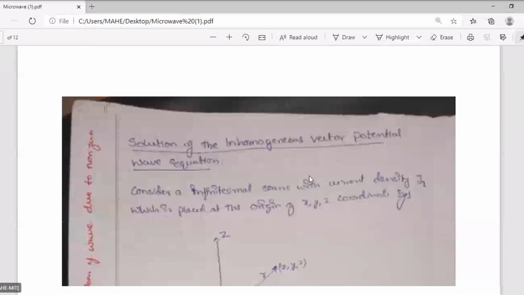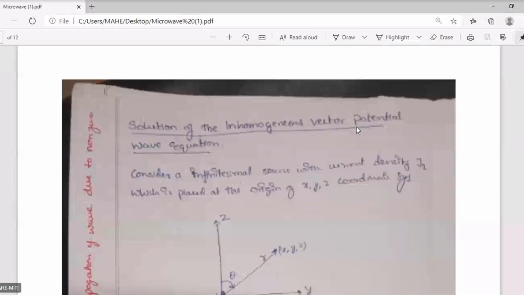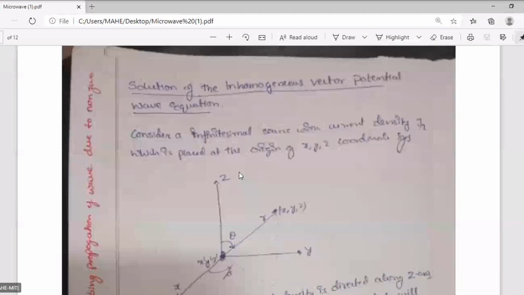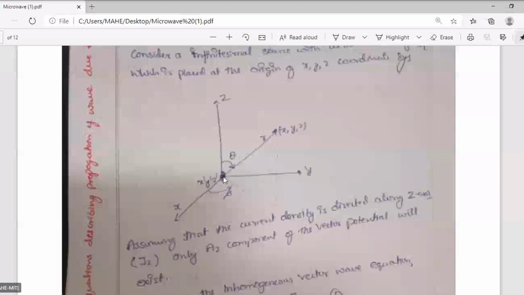Now we'll see the solution of the inhomogeneous vector potential wave equation. So we have seen the vector wave equation. Let us consider first A due to electric current only. Consider an infinitesimal source with current density Jz, placed at the origin of the XYZ coordinate system. So we have a point current source.